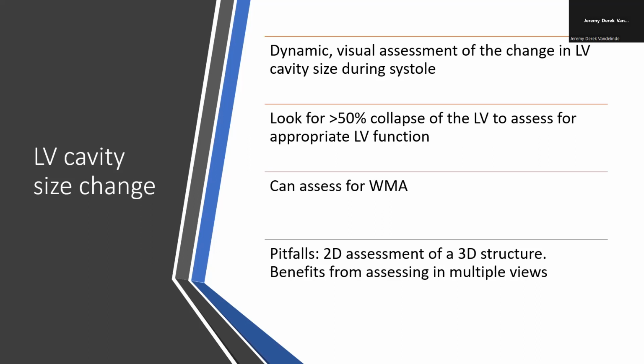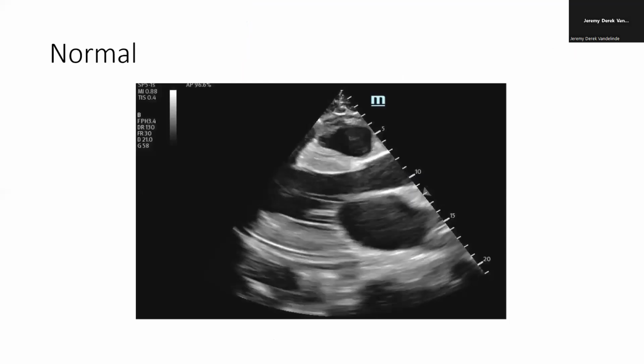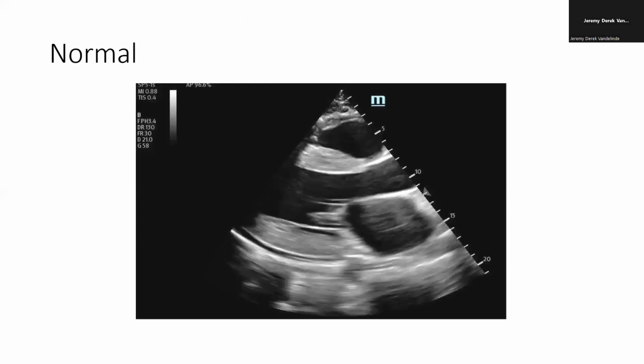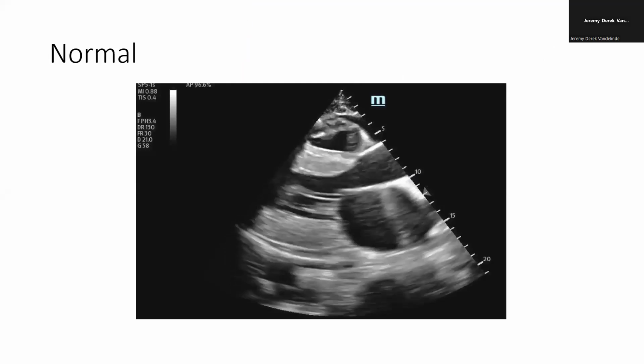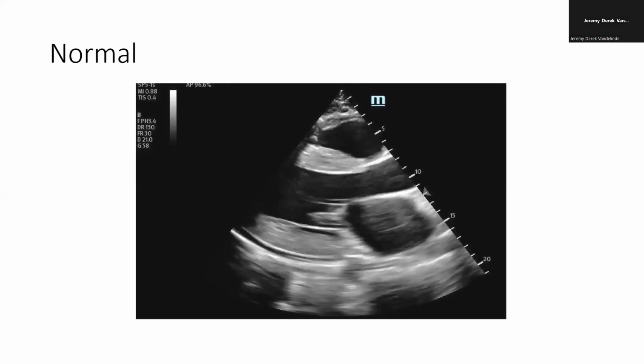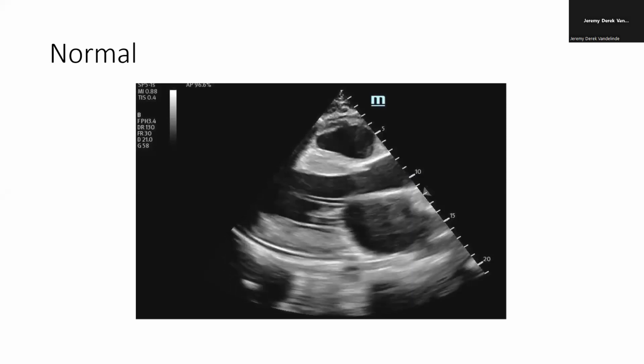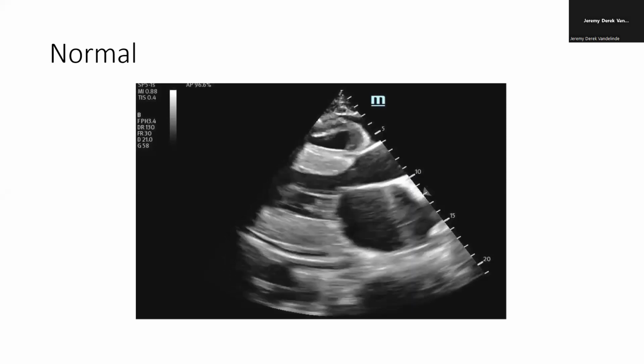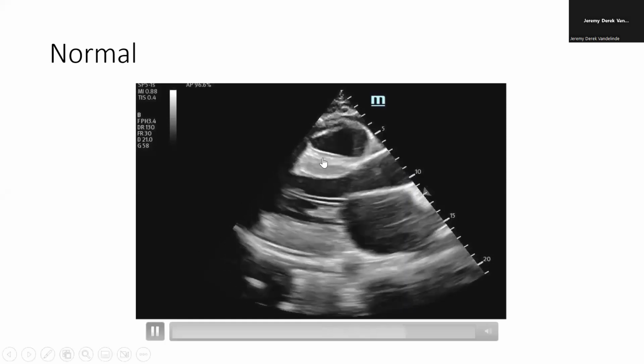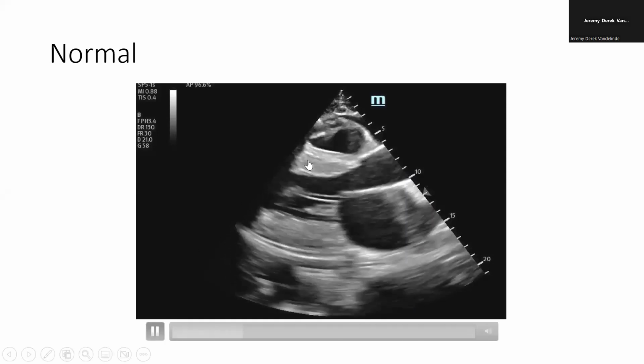So in order to really get a good view of the LV and make a quality assessment, you need to get it from multiple different views, and we'll touch on that near the wall thickening segment. I want to give you a good example of what a patient with a relatively normal LVEF might look like in terms of LV cavity size collapse. This patient obviously has tremendous views, which makes it a lot easier to appreciate that the LV cavity is shrinking and expanding as he goes through his cardiac cycle.